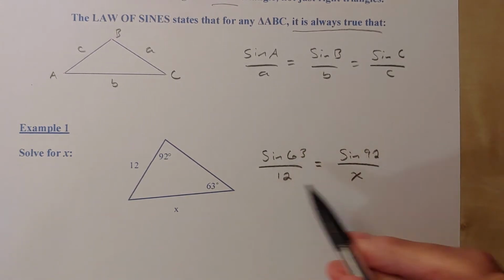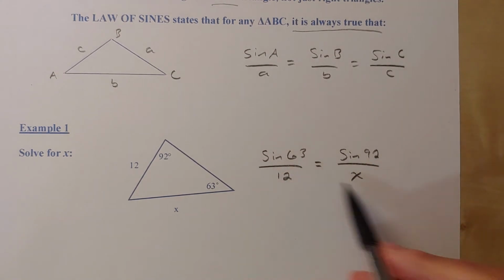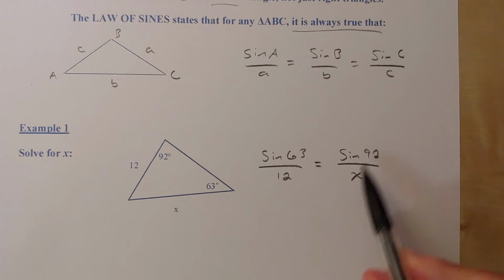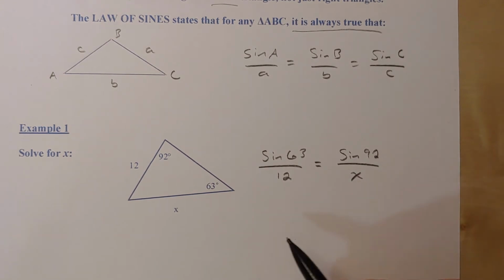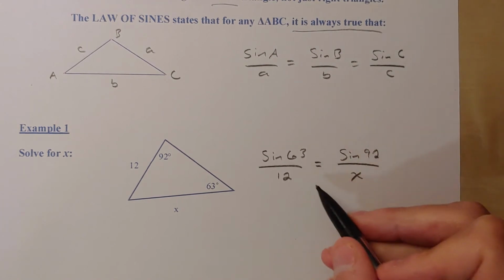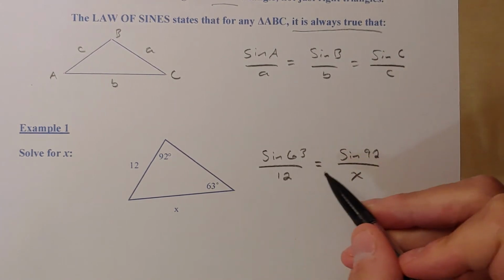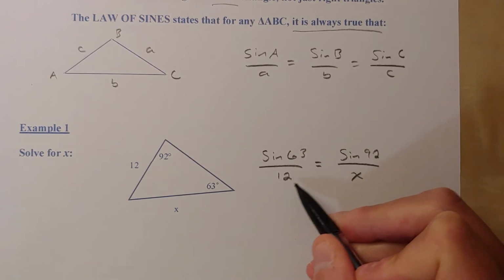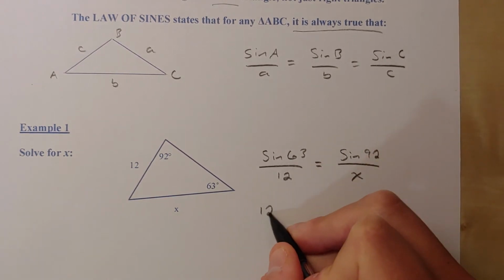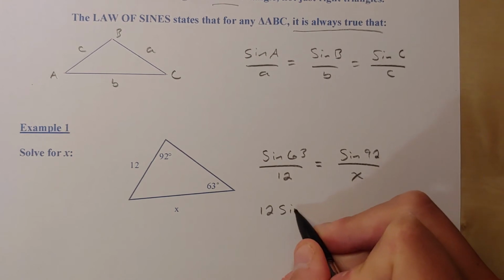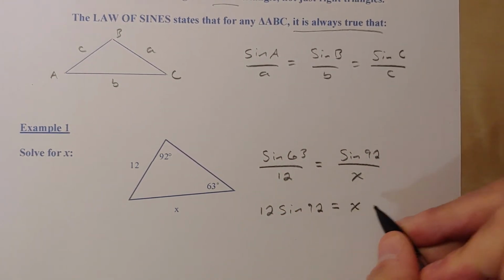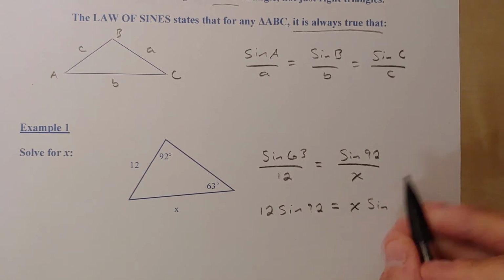Whenever I solve these types of equations, this is called a proportion, when you have one fraction equaling another fraction. I always like to use what's called the cross multiply method. And the cross multiply method, you may recall, says that I can set the cross products equal to each other. In other words, I can say that 12 times the sine of 92 is equal to x times the sine of 63.